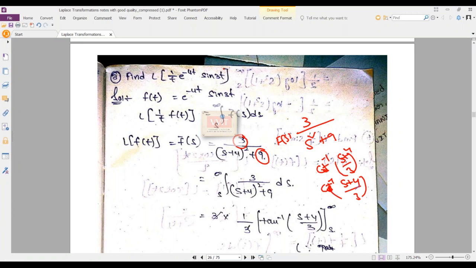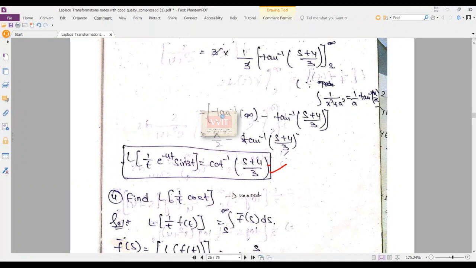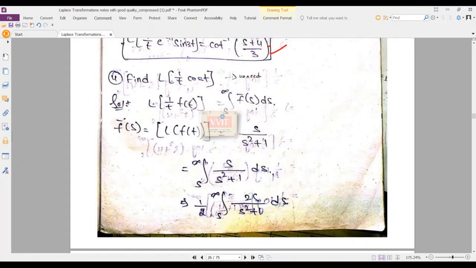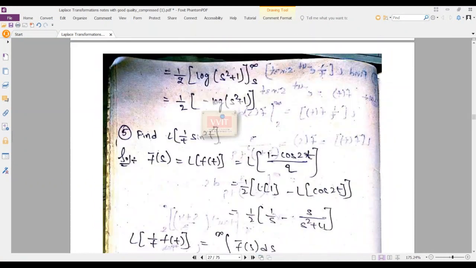Let us check what you get here. Cos t by t, similar logic. Sin square t. I cannot integrate the square of a trigonometric ratio or powers of trigonometric ratios. I need to eliminate the powers or convert in terms of multiple angles. So sin square t is further written as 1 minus cos 2t by 2. Then 1 by 2 times L of 1 minus L of cos 2t. Then integrate with respect to s.